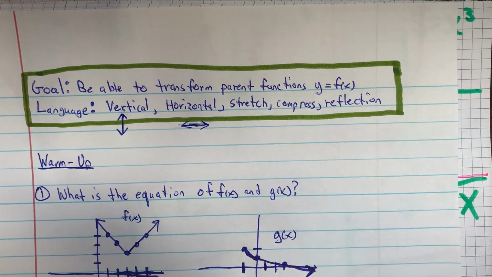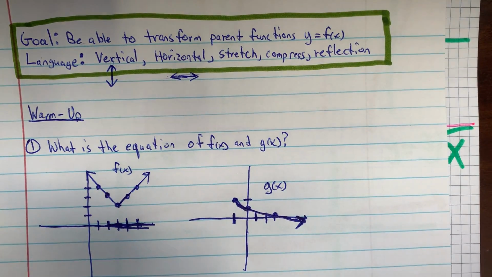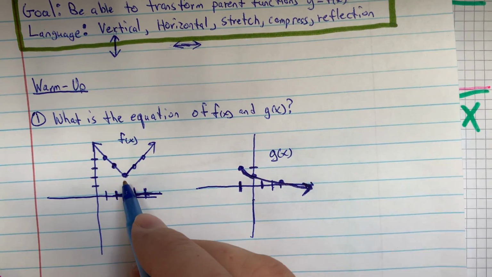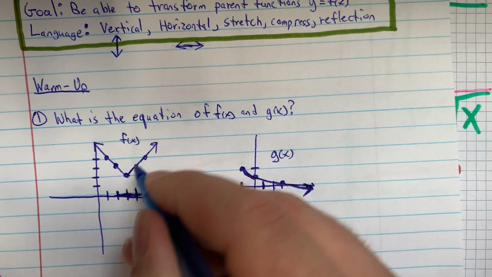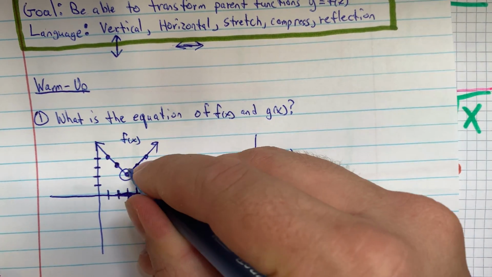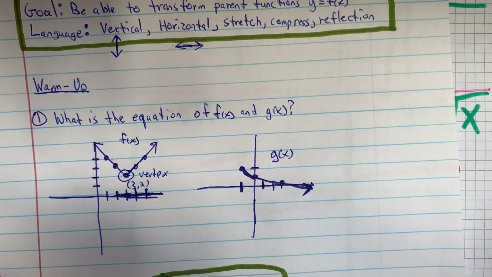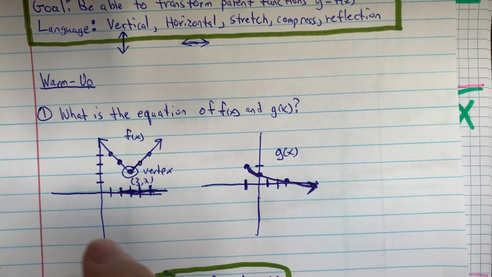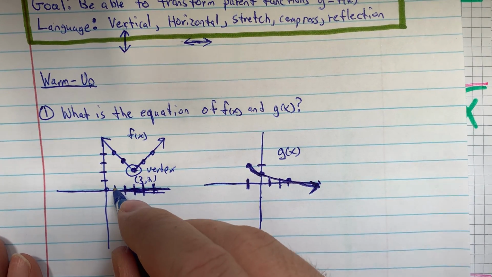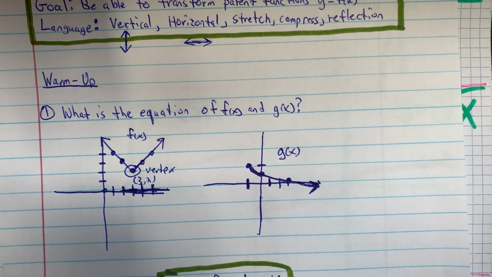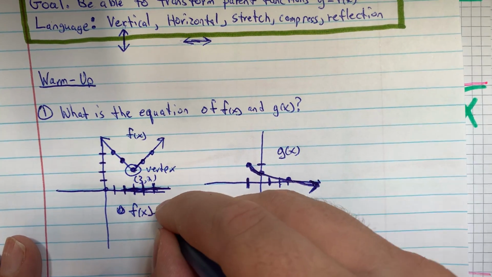Okay, so let's make sure we're all on the same page. We're going to start with a warm-up of stuff you should already be familiar with. Go ahead and try to say what is the equation of f of x. And hopefully you notice that this is an absolute value parent function. It has a vertex at the point (3, 2). The parent function of absolute value normally has a vertex at (0, 0). And this was translated 3 to the right and 2 up. And the way we do that is we write f of x equals.